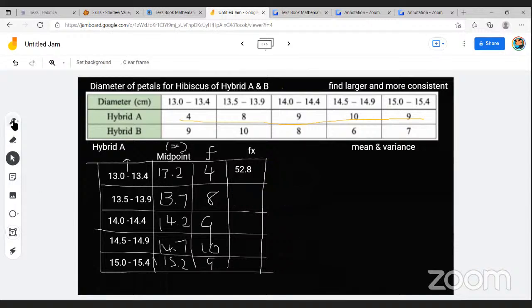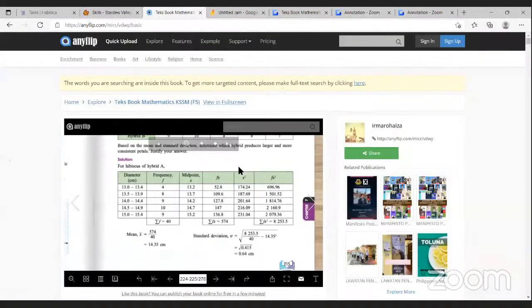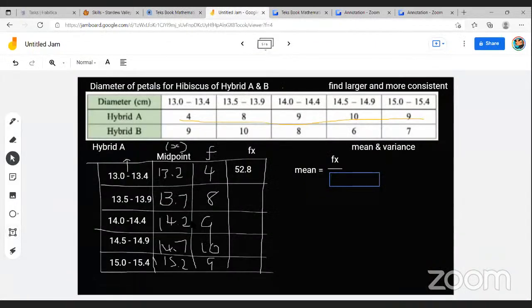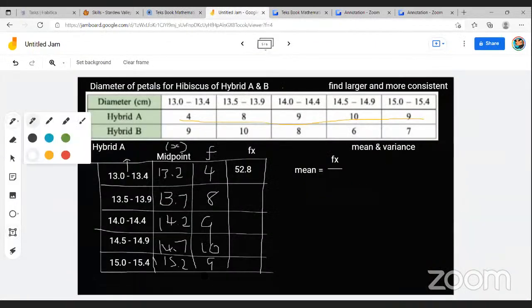But if you remember the formula for mean in grouped data, it's actually not midpoint, it's sum of fx divided by the total of f. The sum of all the frequency, sum f, would be equal to 40. And this is what you need to use for your mean.